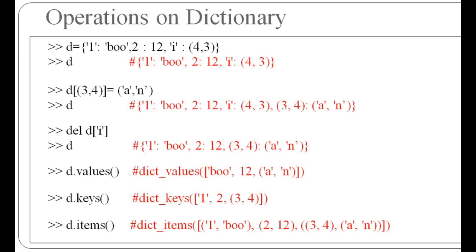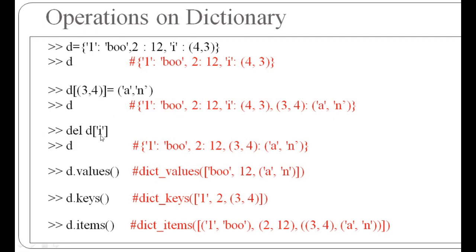Other operations on a dictionary. Here this is one dictionary, 1 is a key, and the string is the value. Suppose I just give D, then you can see that all the elements of the dictionary are printed. Now I say D of 3, comma 4 is equal to A, comma N. What happens now? You get this 4, 3. You are just adding one element. 3 comma 4 is the key and this is the value. That means along with the existing ones I am adding this 3 comma 4 colon an. So this is adding a key value pair.